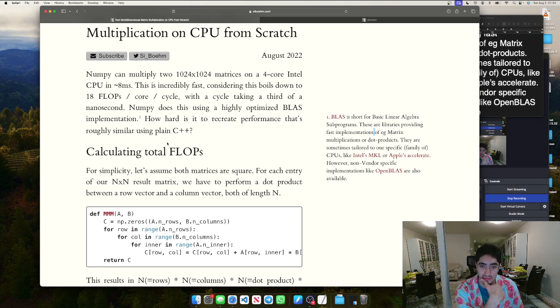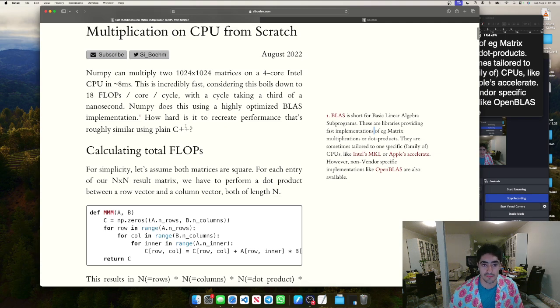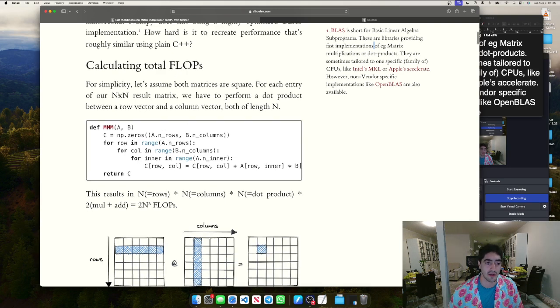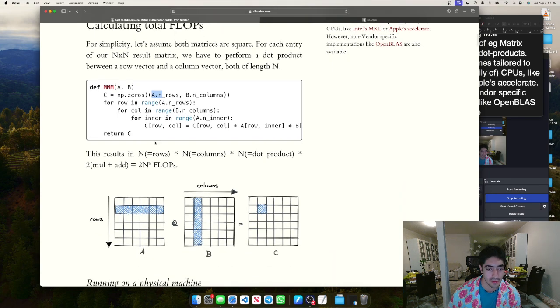How hard is it to recreate performance that's roughly similar using plain C++? For simplicity, let's assume both matrices are square. For each data entry of our n times n result matrix, we have to perform a dot product between a row vector and column vector, both of length n. So matrix multiplication, I guess here. We have matrix A, matrix B.